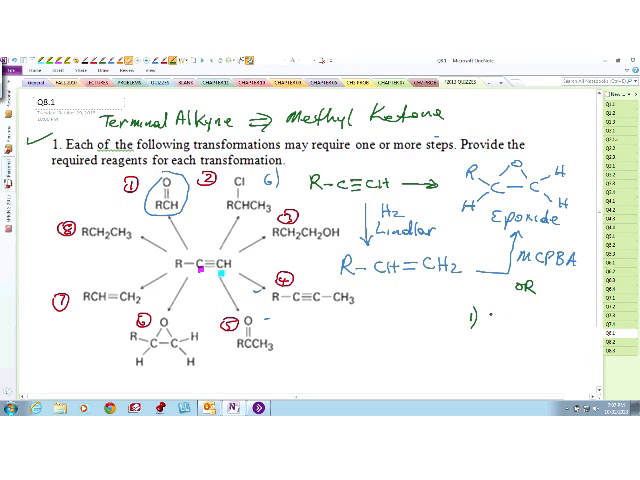Step 1, you form the bromohydrin with bromine water. The bromine water will give you bromohydrin. In other words, add bromine and OH across the carbon-carbon double bond. And then step 2, you add sodium hydroxide. This combination will epoxidize a carbon-carbon double bond. Okay? So keep that in mind.